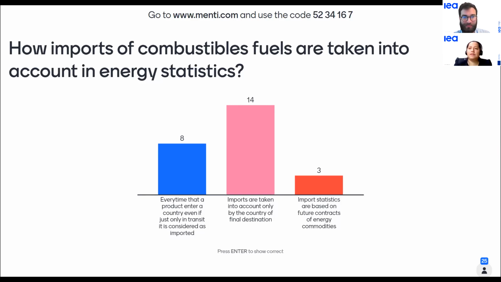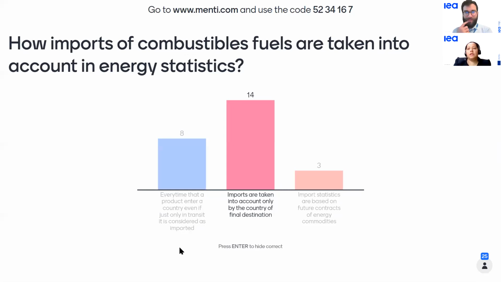Okay, let's see the right answer. The right answer is that imports are taken into account only by the country of final destination. I'm not going to say a lot here because during the presentation, Nicola discussed this in more detail, but we do not include transit for imports of combustible fuels. And for future contracts, as this has not yet started, we don't include it in historical energy statistics.